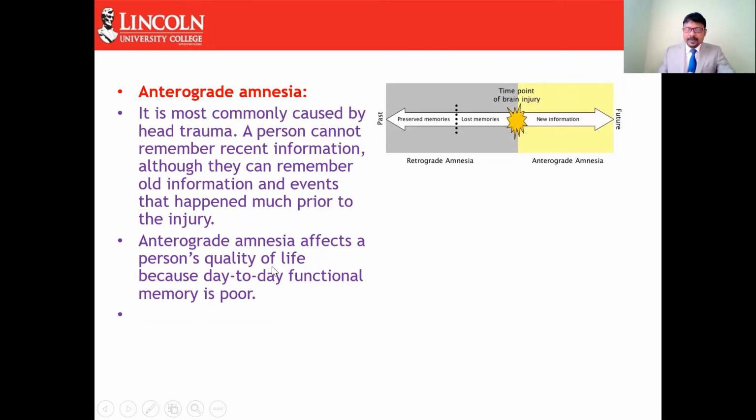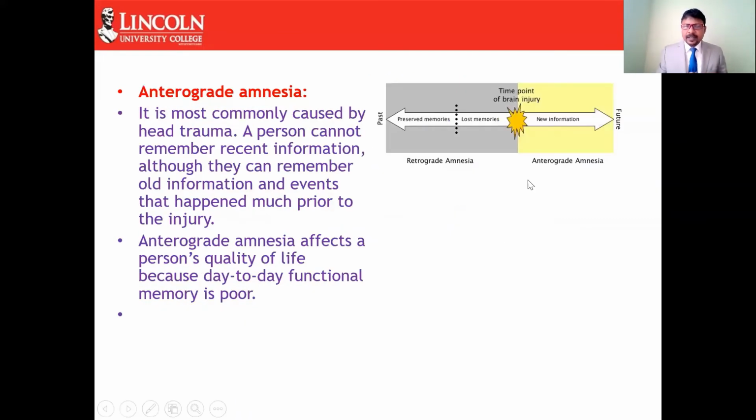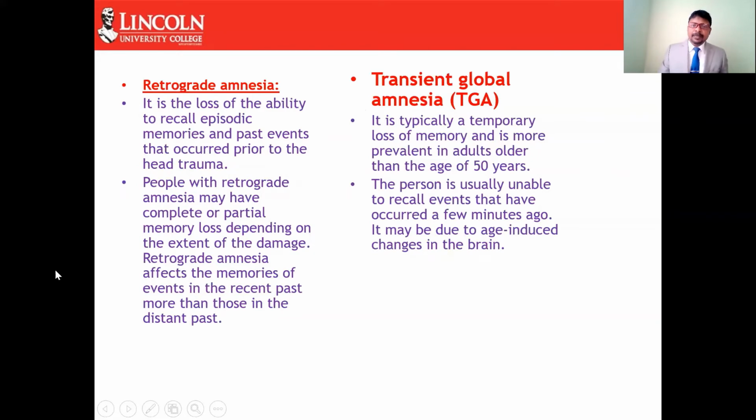So this is also one type of serious complication. People with retrograde amnesia may have complete or partial memory loss, depending upon the severity of the damage. Retrograde amnesia affects the memories of events in the recent past more than those in the distant past. So just before the injury, the memories are going to be lost, while the older ones are preserved. For example, if the injury happened 2 months back, maybe 1 year or 2 years before the injury are lost, but 3-4 years before, they still have those memories. This type of memory loss is called retrograde amnesia.